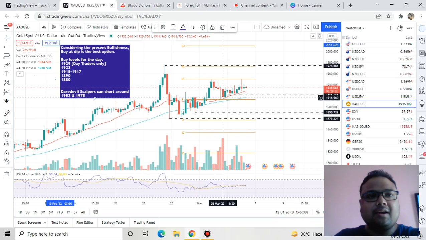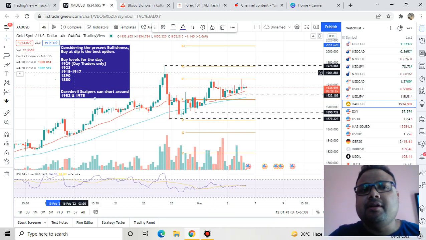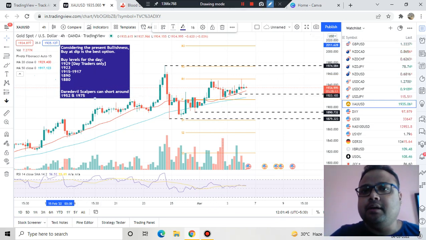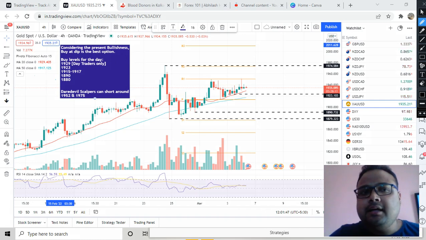See, this is our level 1915. 1915 to 1970. This can be another support for the chart of gold. This is a good support. We can expect a good bounce. 1929, 1923 are normal levels. More or less, a good chance of the market bouncing is at 1950 and 1970, and then we have 1890 to 1880.